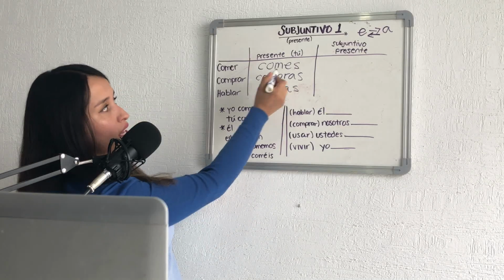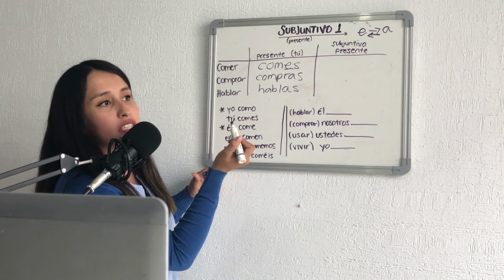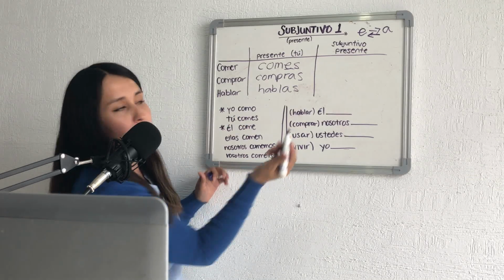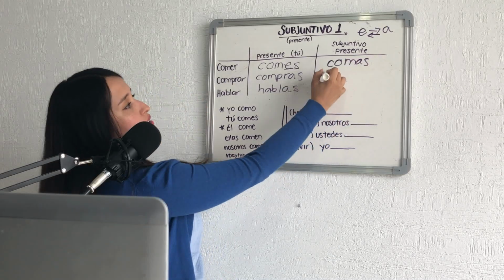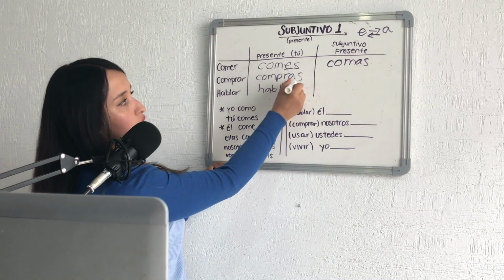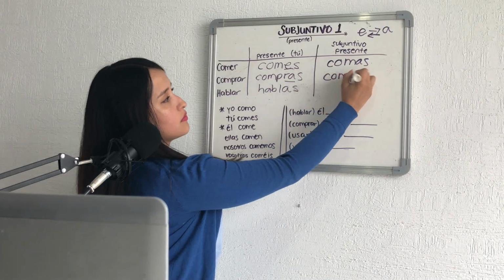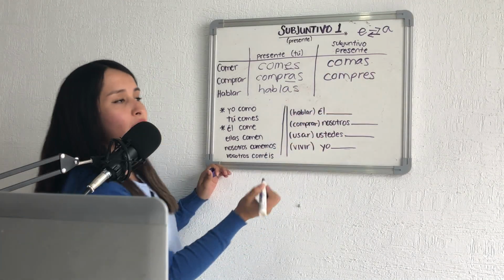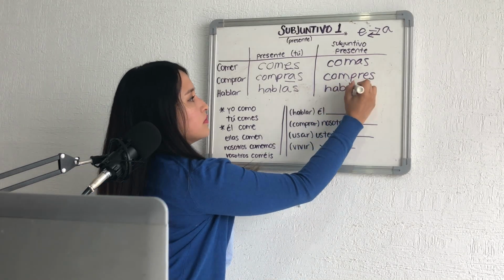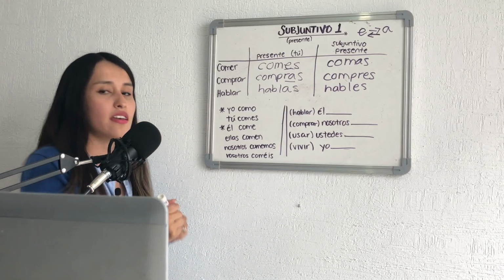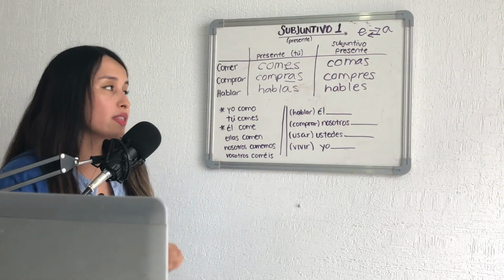So if you have comes, you have a letter E there, that E is going to change for an A. So comas is the subjunctive for tú. Tú comas. Compras is going to change the A for an E, so compres. Hablas, the same thing, so hables. There you go, pretty easy. So that's the first step to getting the conjugations right with tú.